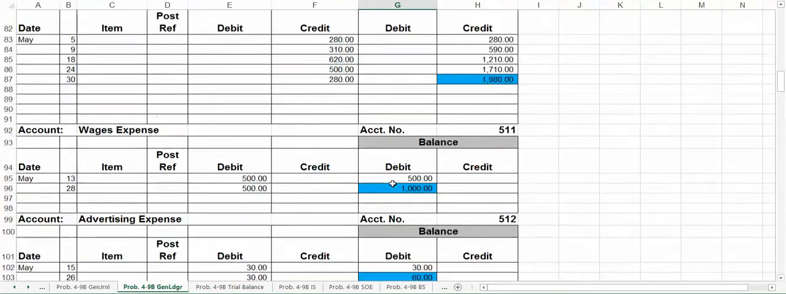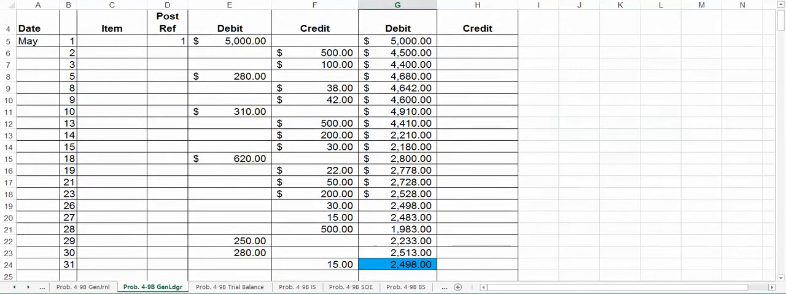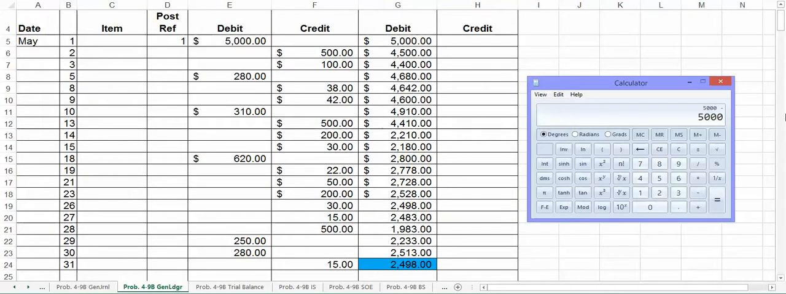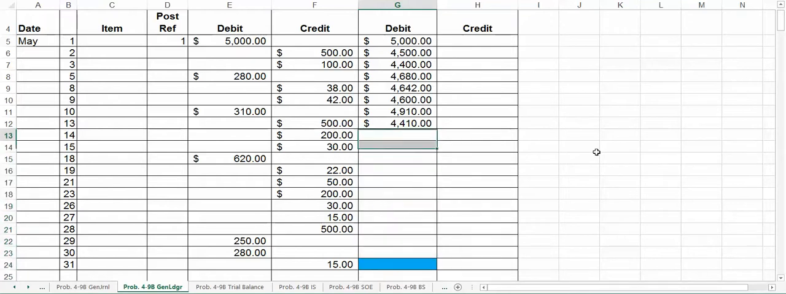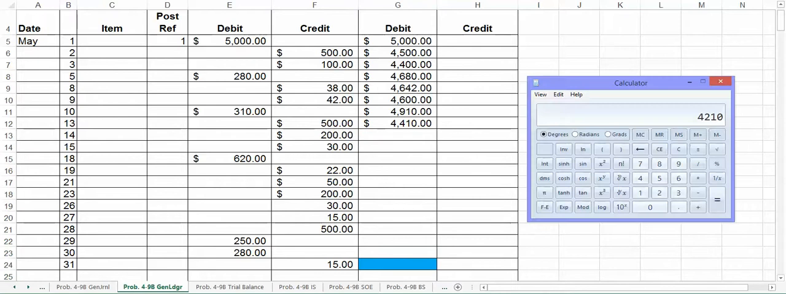So the first thing to check is your math. So we have 5,000 minus 500 gives us 45, minus 100 gives us 44, plus 280, which gives us 4680, minus 38, minus 42, plus 310, minus 500, minus 200. And if you look right here, there is the mistake. Okay, so now that we found the error, let's just delete everything and let's do the math again and see if that corrects the problem.